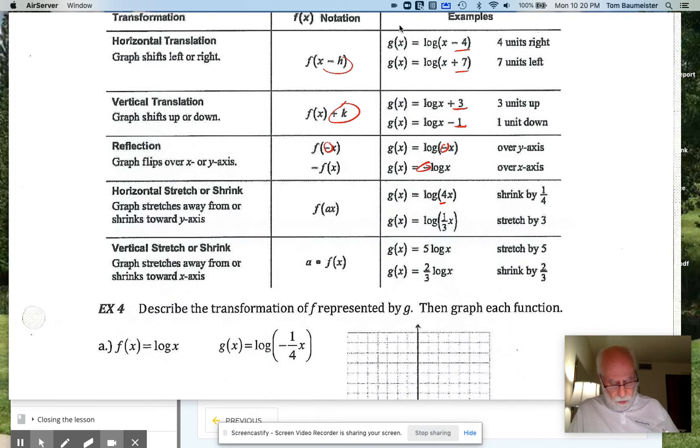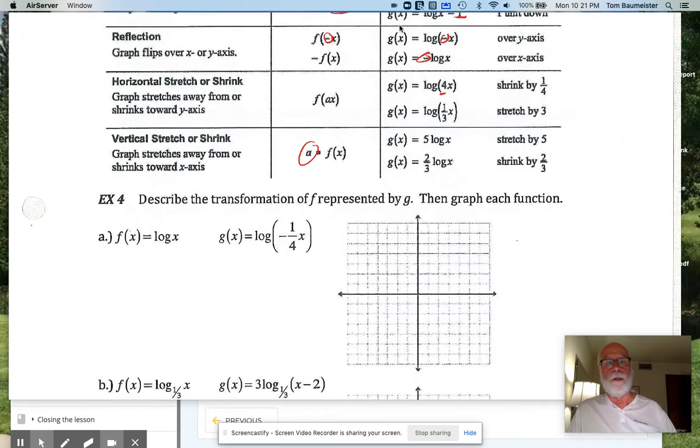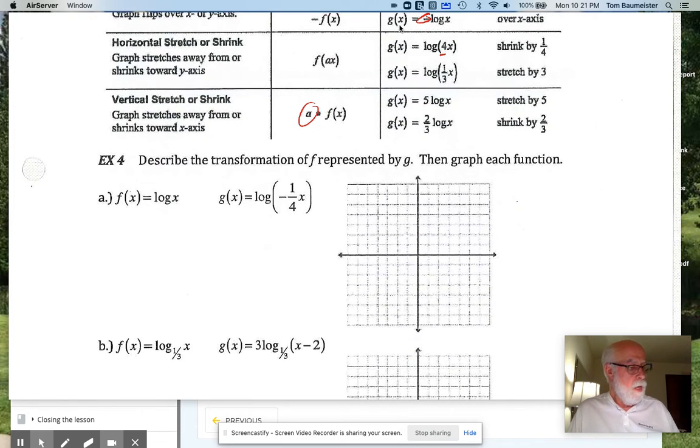When it's a vertical stretch or shrink, it's on the outside. So it's a times f of x. And on that one, again, it's just going to be the same. So if it's 5 log x, you're going to stretch it by 5. If it's 2/3, it's going to shrink because, again, 2/3 is between 0 and 1. All right, so let's look at a couple of examples here.